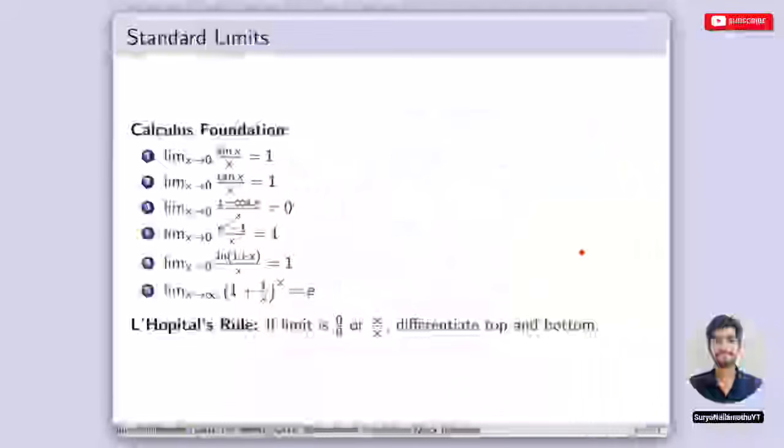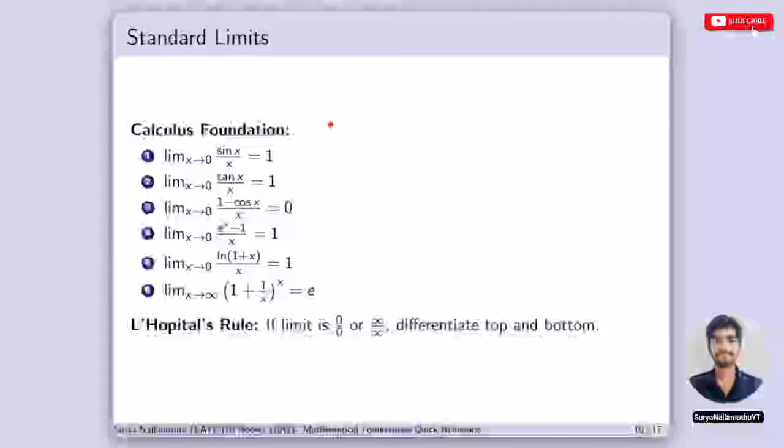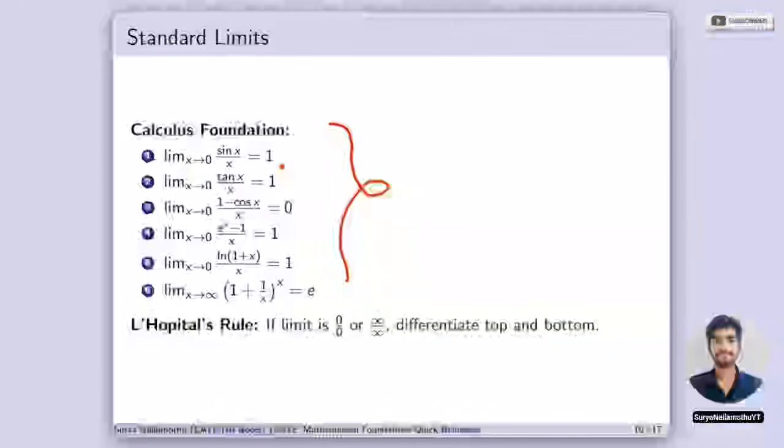That's it. And next, these are the standard limit functions we have. If the limit of x tends to 0, sin x by x, the value becomes 1. The tan x by x value becomes 1. These are the standard notations based on the following condition. It is very helpful for the L'Hospital's rule conditions.